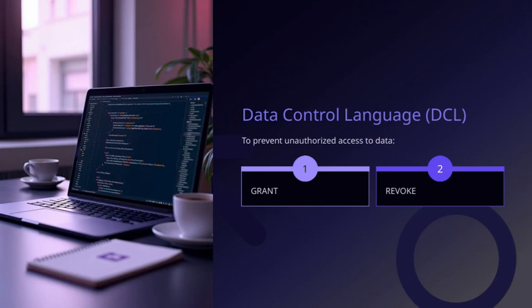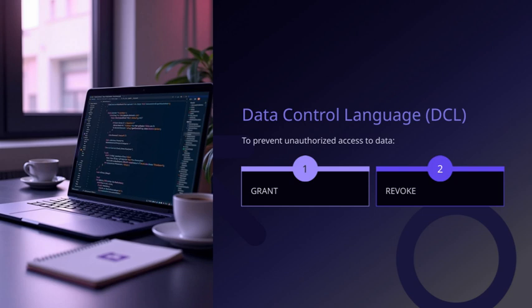Now, let's talk about some essential commands in data control language that help us manage who can access our data. On this slide, you'll see two key terms, revoke and grant. Grant is used when we want to give a user permission to access certain data or perform specific actions. It's like handing over the keys to a particular resource. Conversely, revoke is used when we need to take those permissions away, ensuring that access is controlled and only authorized users can view or modify the data.